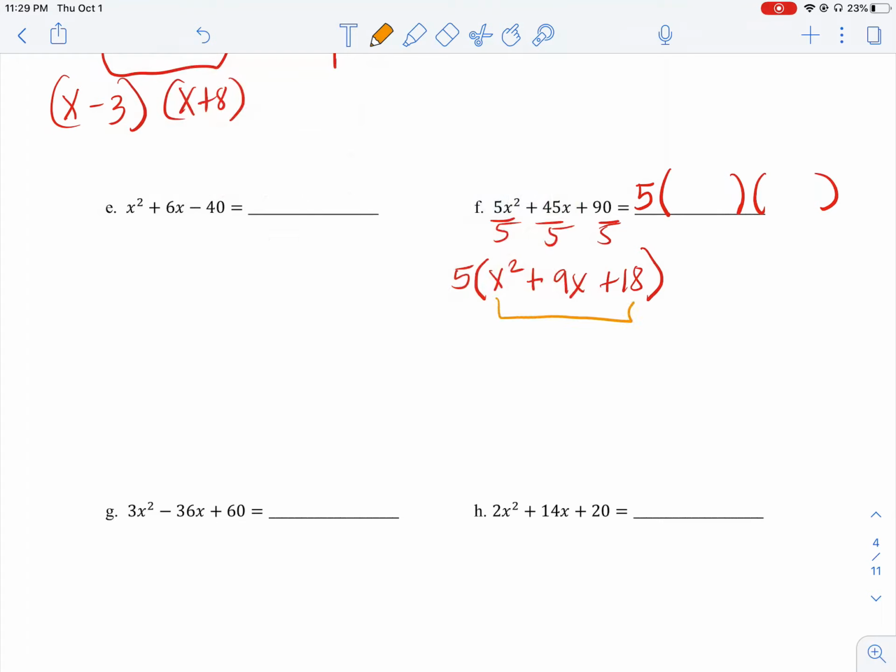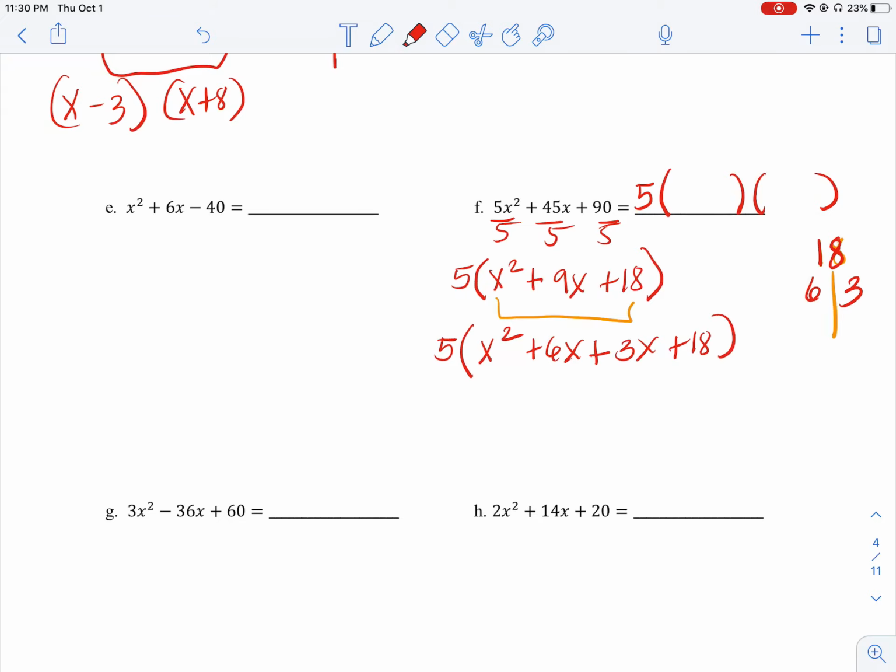X and, oh sorry, A and 18. Our A is 1, so 1 times 18. So 18. What gives you 18 when you multiply and gives you 9 when you add? Oh, that's so easy, yeah? 6 and 3. So now I'm going to keep putting the 5, but you technically can ignore the 5 for now. So you have x squared plus 6x plus 3x. Is that a 9? 6 plus 3 is 9x plus 18.